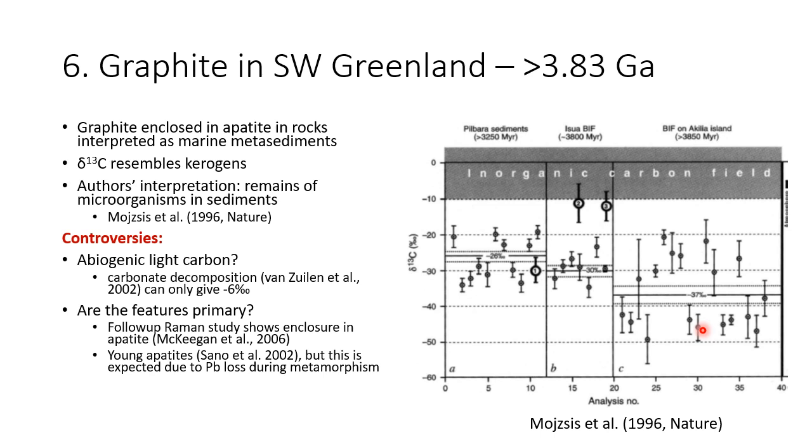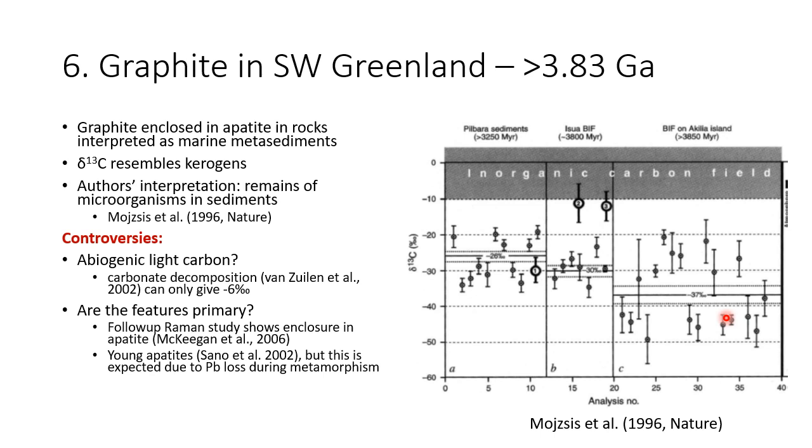Now, a number of controversies have arisen about this study in the years since it has been published. I had mentioned potential sources of abiogenic light carbon earlier in the talk, and in fact the idea of carbonate decomposition leading to these light carbon isotopic ratios was proposed for this particular case. However, the relatively small shifts that you can get from the decomposition of carbonates to graphite in this case are not going to yield these very light isotopic signatures in many of the graphites that were found in this study.